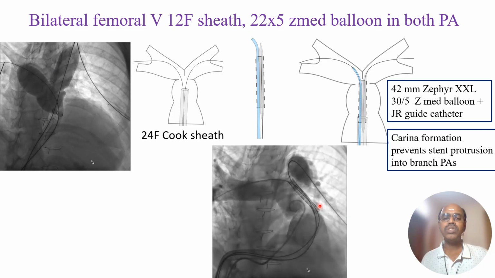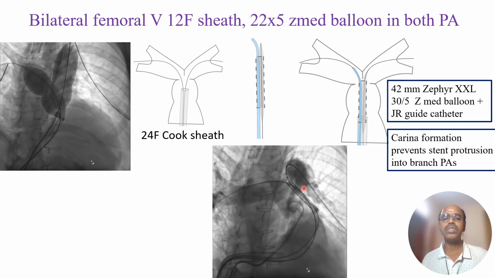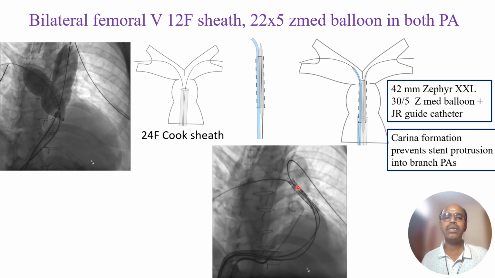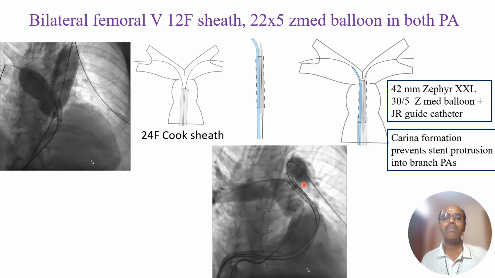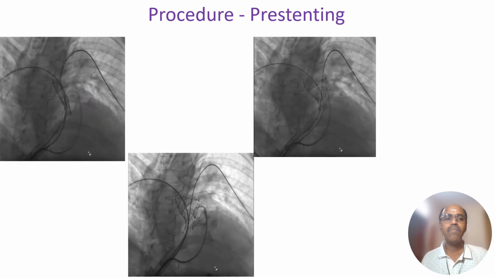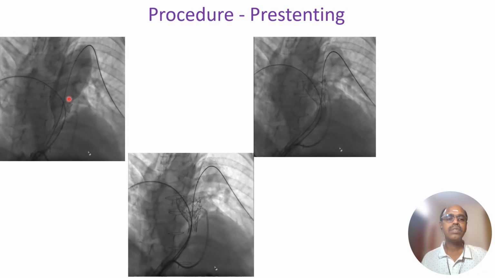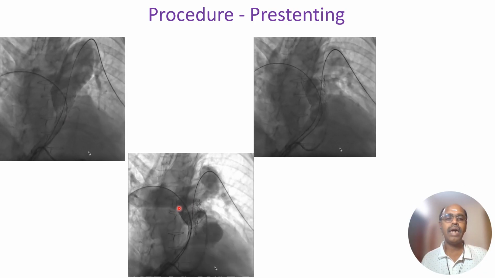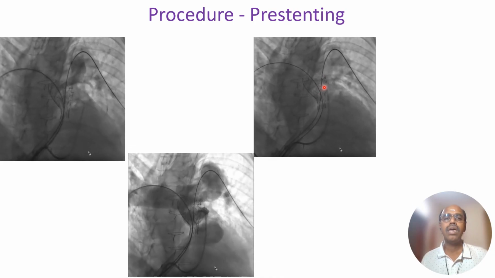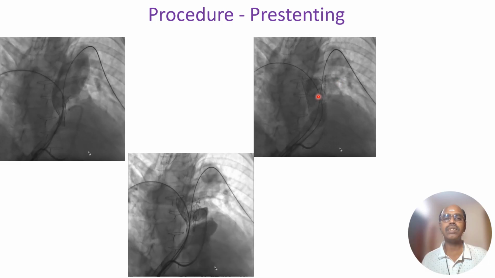So we are trying to push this stent against the carina of the two pulmonary arteries so that the two wires will prevent the stent from going distal beyond the most distal part of the main pulmonary. So at this point, you inflate the balloon and deploy the stent. So the stent gets deployed at the most distal part of the main pulmonary artery. So the last part of the main pulmonary artery now is stented.